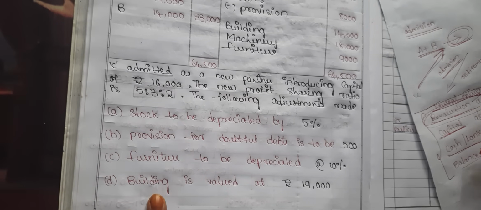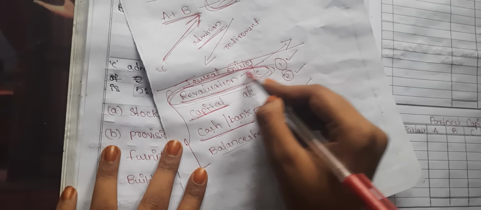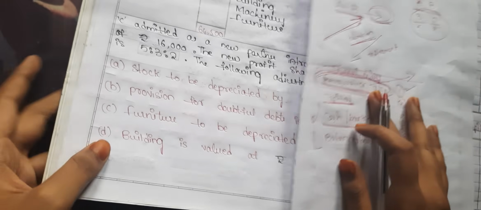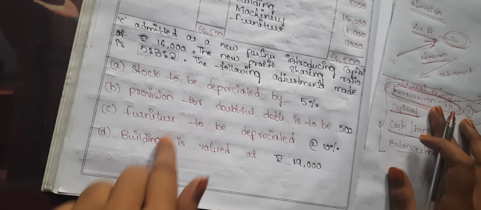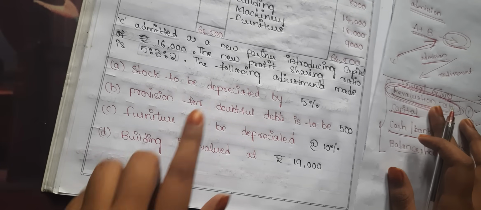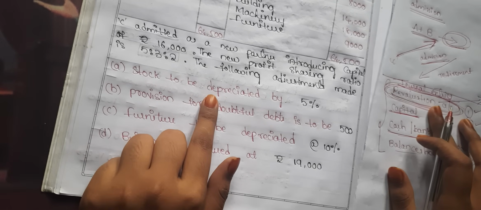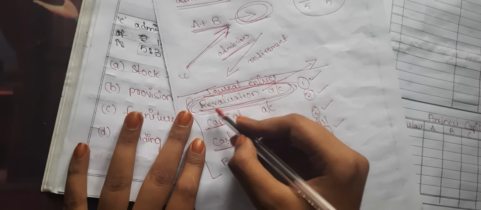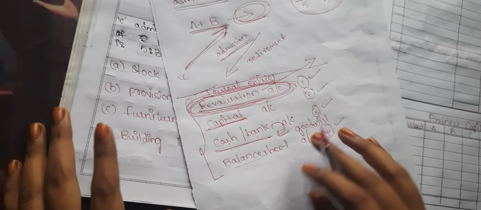Only these adjustments will be taken into the revaluation account. No other entry or no other amount or no other part will be taken into the revaluation. Only the adjustments which you will see in the question, on the question paper, should be considered in the revaluation account.